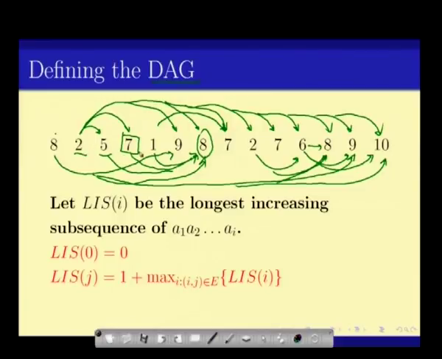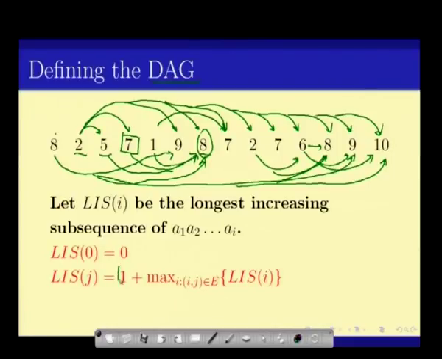Now, that means that I can add this edge, and since there is an edge from 7 to 8, I can add this 8 into this longest increasing subsequence and get a longest increasing subsequence of length 3 plus 1, which is 4. So, 1 plus max of this set.